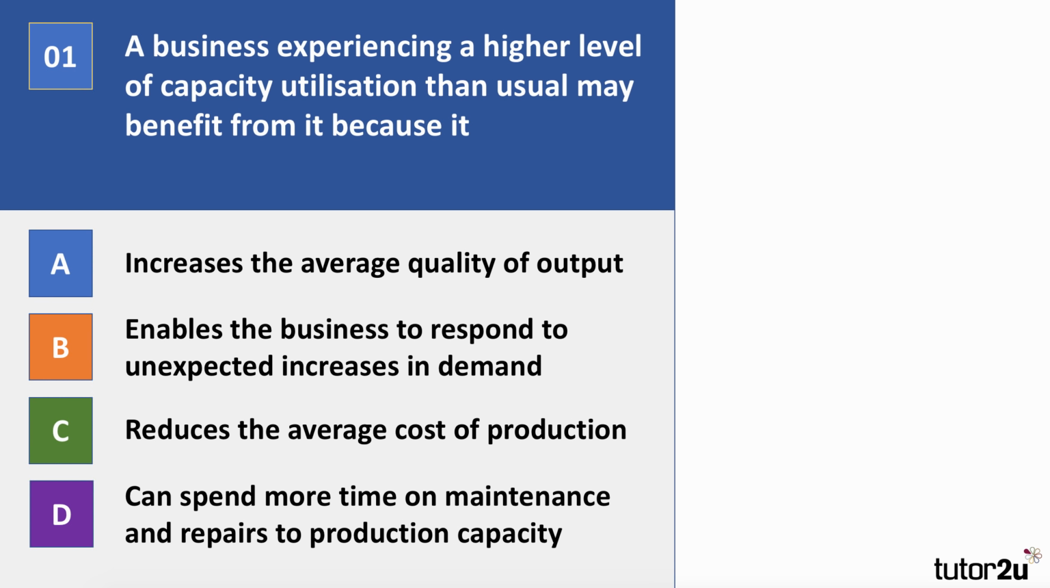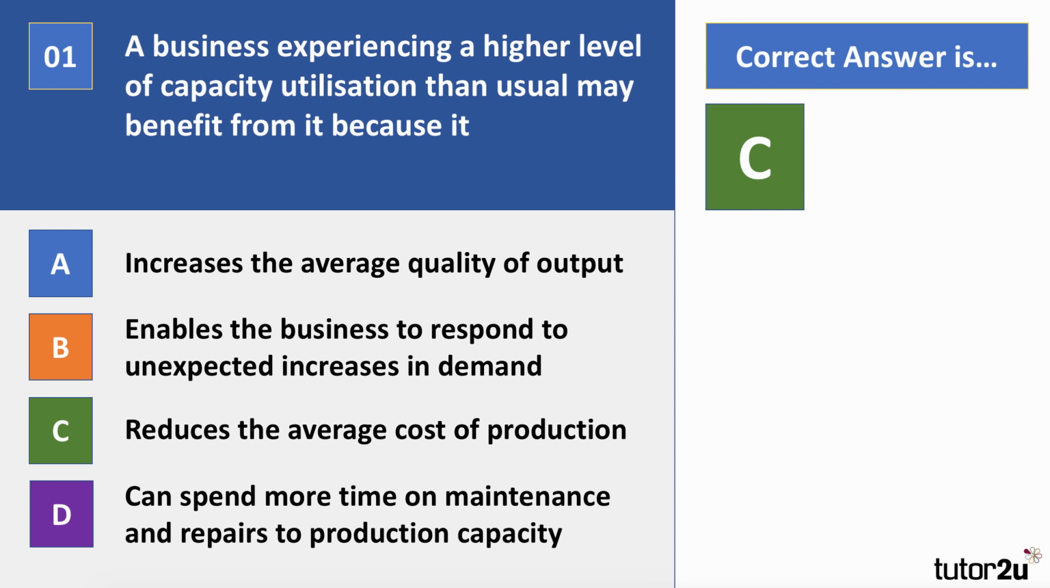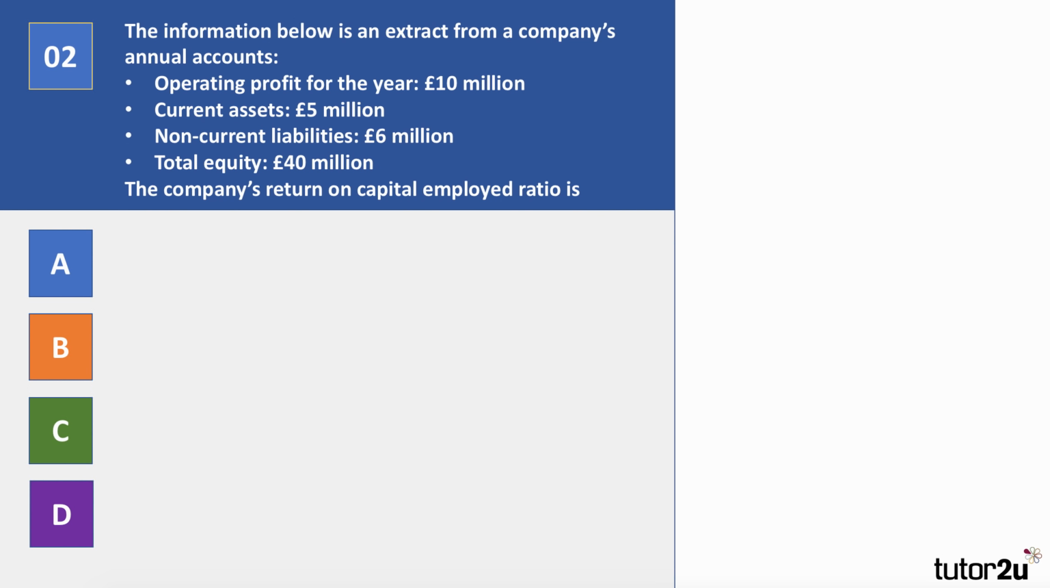So for this question on capacity utilisation, we're told the business is experiencing a high level of utilisation, a high percentage of output compared with the total potential. The answer is C, because that should enable the business to reduce the average cost of production, to reduce unit costs. High levels of capacity utilisation are associated with lower unit costs, because the fixed costs are spread over the production. So answer C.